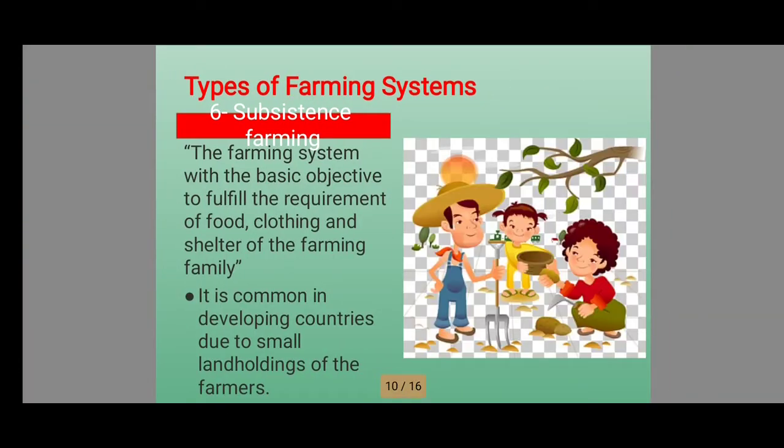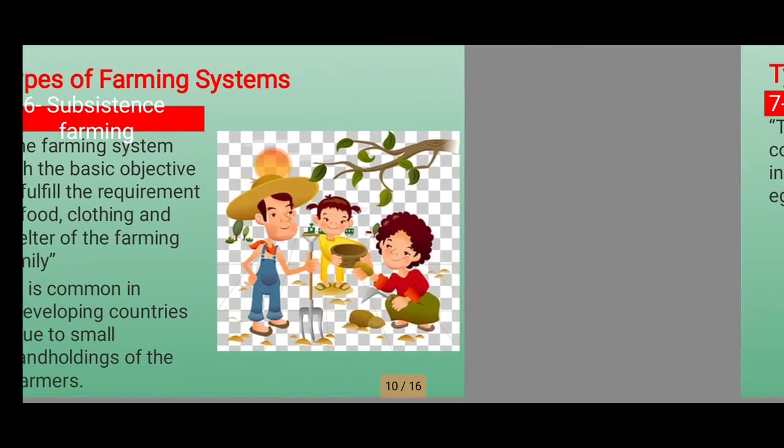And next is subsistence farming. The farming system whose basic objective is to fulfill the requirements of food, clothing, and shelter of the farming family. It is common in developing countries due to small landholdings of the farmers.